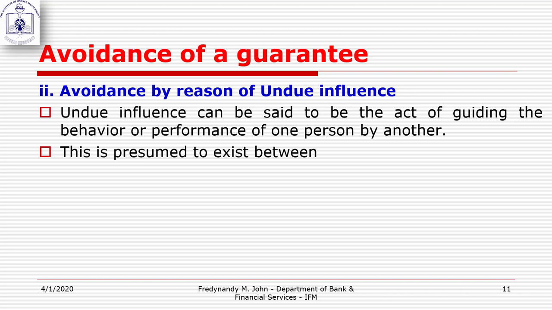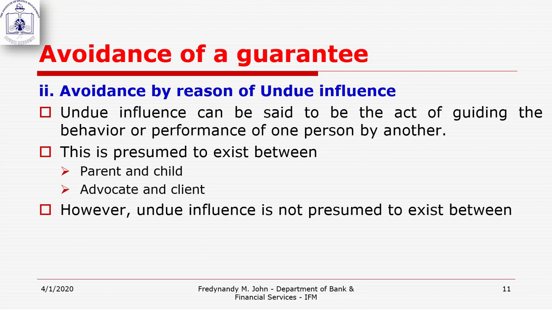So, undue influence is presumed to exist between a parent and a child, advocate and a client. However, undue influence is not presumed to exist between husband and wife or banker and customer. So, there is an interesting fact here. Undue influence exists between a parent and a child, but not between husband and wife. Why? It is because husband and wife are considered as a single functioning unit. Therefore, we cannot say that undue influence exists between these two, rather between a parent and a child.